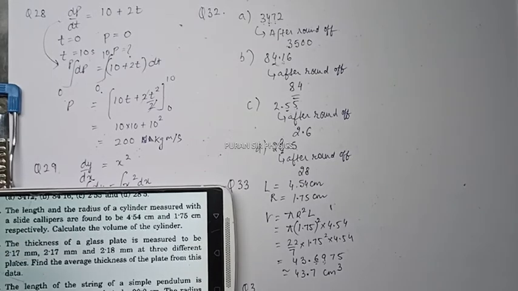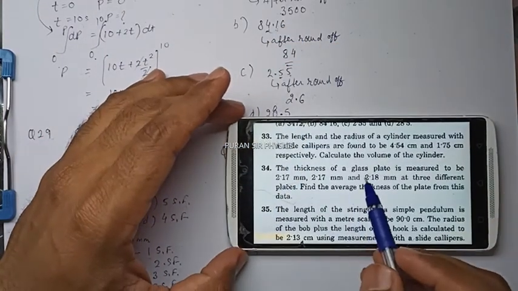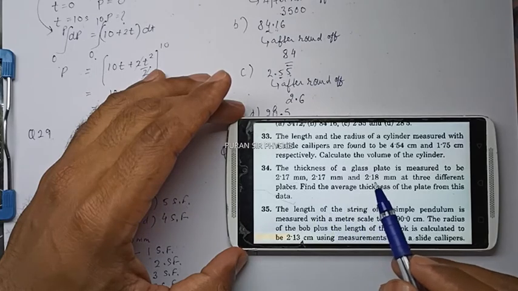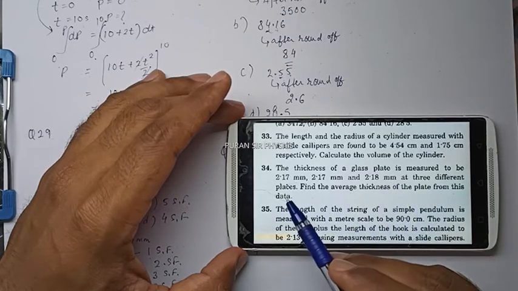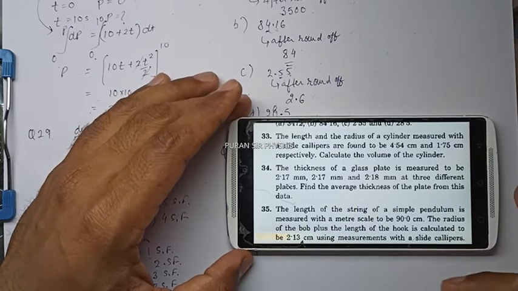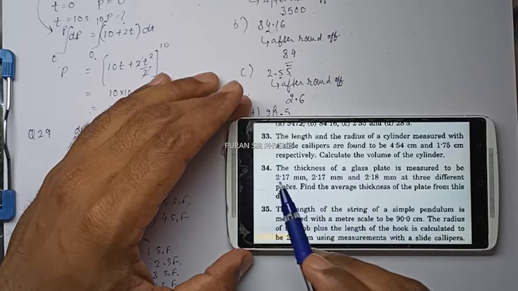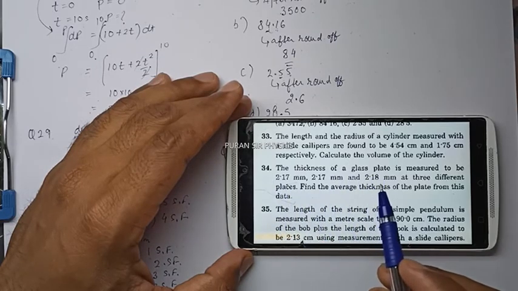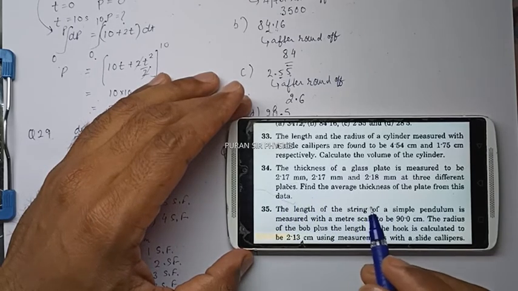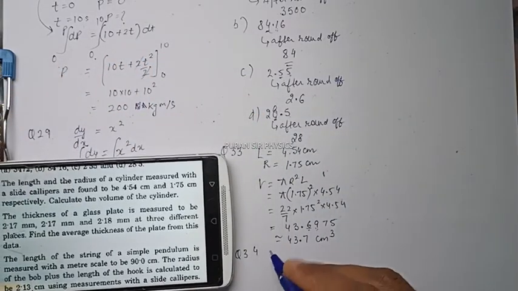In question number 34, the thickness of a glass plate is measured to be 2.17, 2.17 and 2.18 millimeter at 3 different places. Find the average thickness of the plate from this data. Okay, now we are adding and then dividing. All of these have 3 significant figures and all are 2 decimal places. So your answer has to be in 2 decimal places.